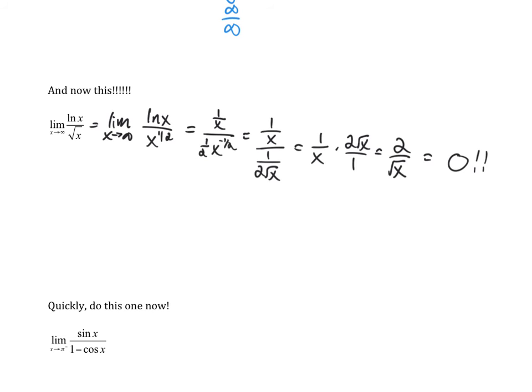Exclamation point. Again, all I did was take the derivative of the numerator and the denominator when I get infinity over infinity or 0 over 0, until I get a limit that I can handle.